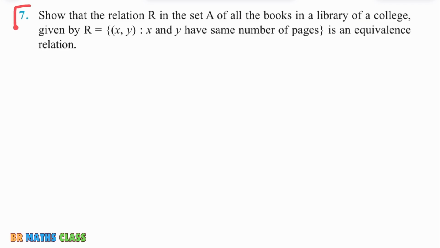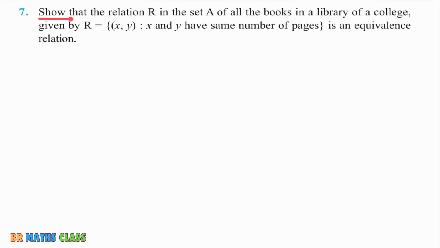This is a question from exercise number 1.1, Relations and Functions chapter, class 12 mathematics. You observe what they are asking. Show that the relation R, they have given one relation R, is an equivalence relation. First we will try to understand what this relation is. In all the 6 problems we did till now in this exercise, we wrote 3 points in the beginning. Here also we will observe.